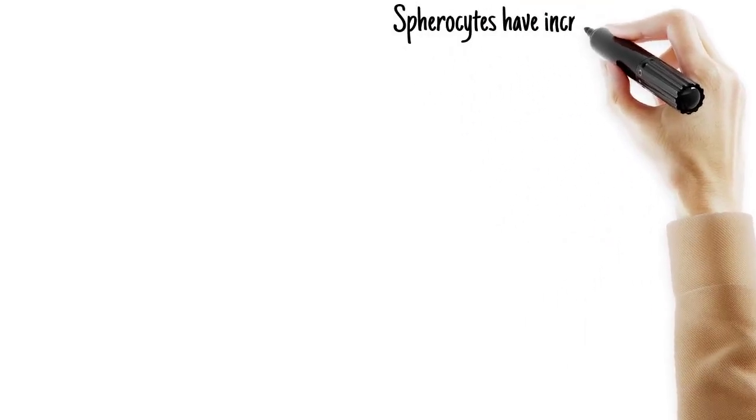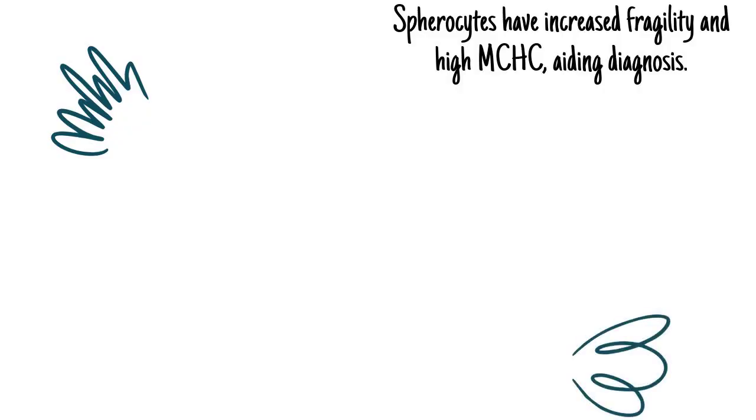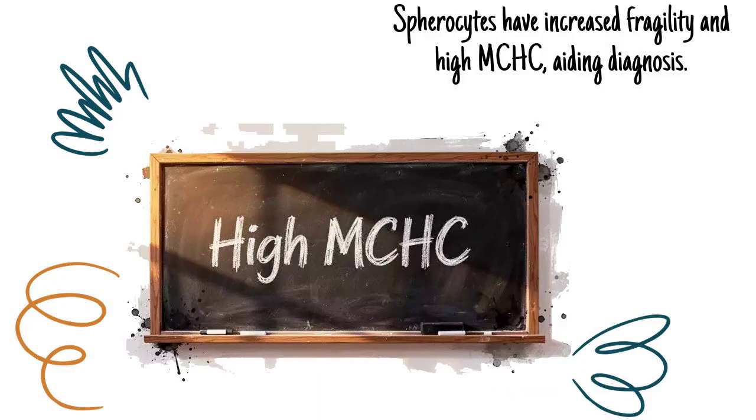These spherocytes show increased osmotic fragility, meaning they lyse more easily than normal cells when placed in a hypotonic solution. A characteristically elevated mean corpuscular hemoglobin concentration, MCHC, is also seen. This is unusual because most anemias either lower or leave unchanged the MCHC, making its elevation here diagnostically helpful.